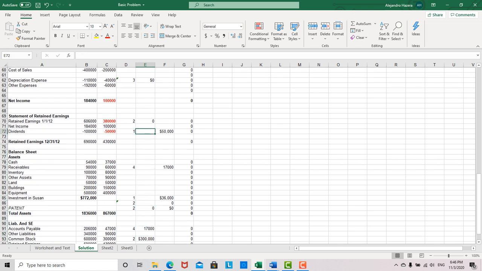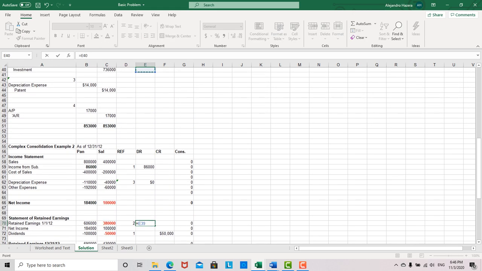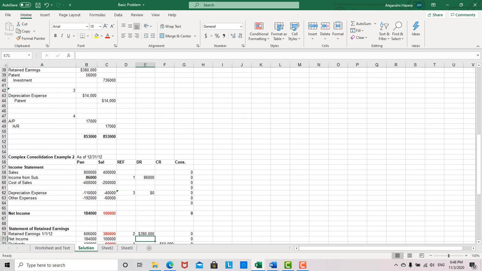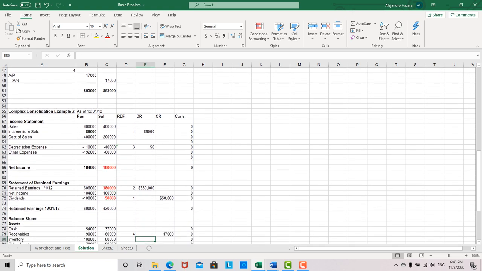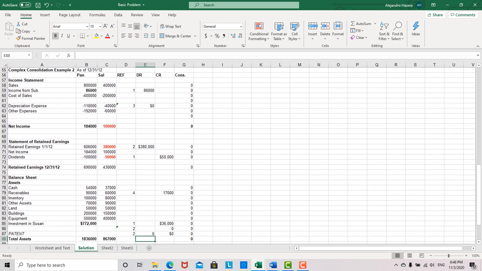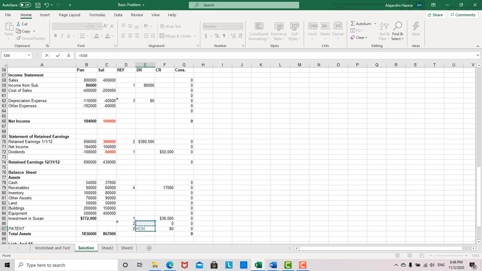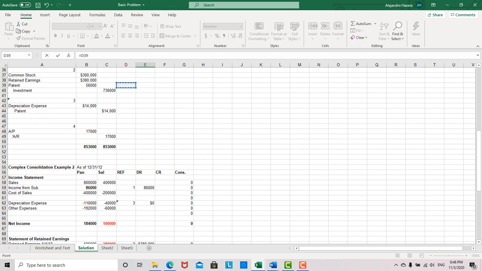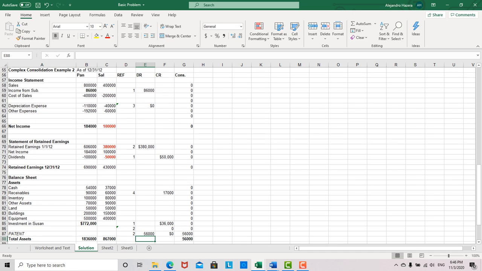Then you're going to come up here to entry number 2, and notice there's 380. Try to get the number from the first place. We're going to debit the sub's beginning retained earnings for 380, which eliminates those retained earnings, and we're going to write up the patent. So we're going to write up the patent here in entry 2 by 56, which would be its correct end of 2011 balance.